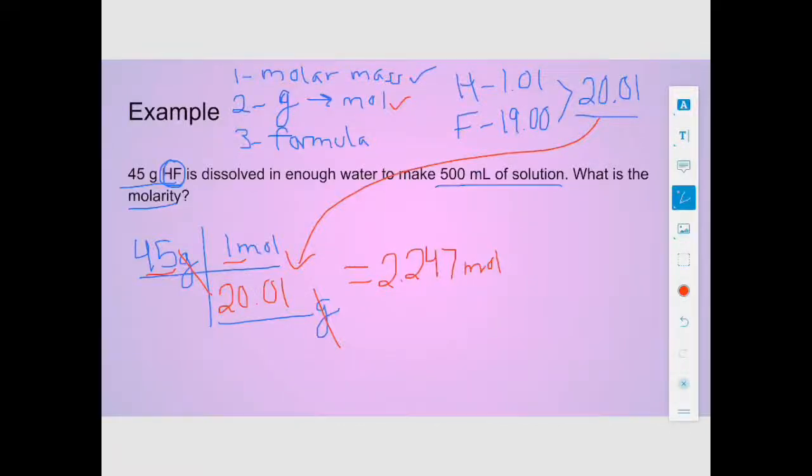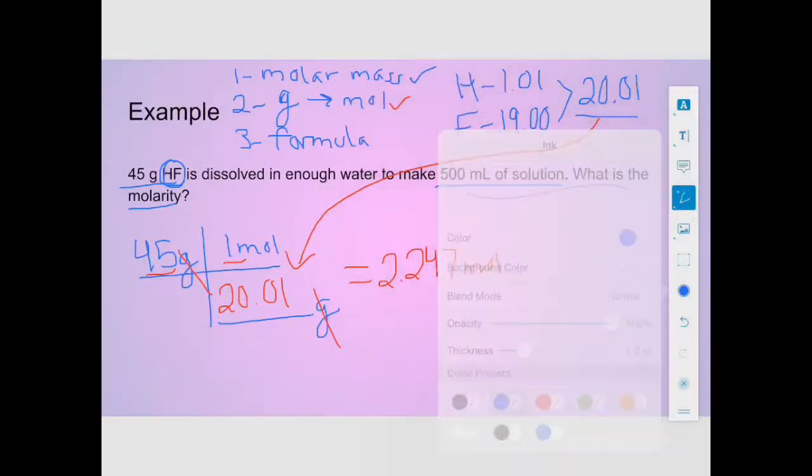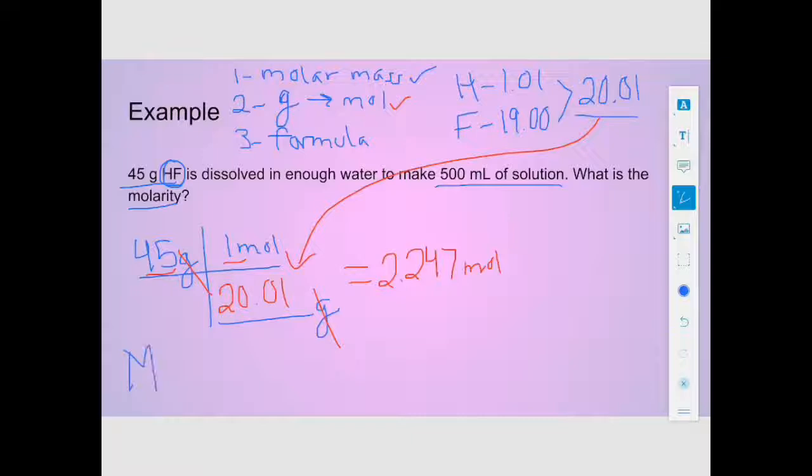So now we need to do step 3, which is to plug it into the formula. And if you don't remember the formula, I'm going to write it down here. Molarity equals moles of substance per liters of solution. And they've given us liters of solution over here in the problem. So all we have to do is draw our dividing line and put that down here.